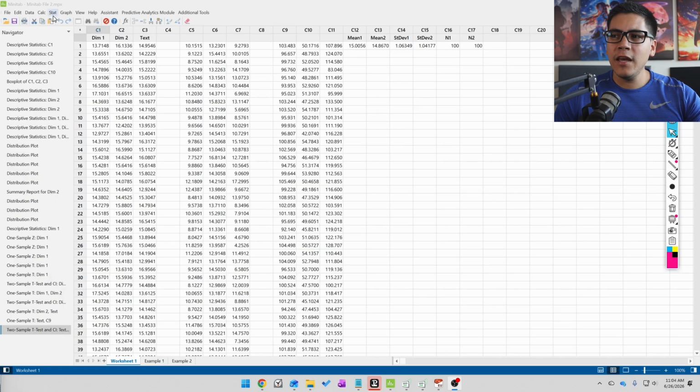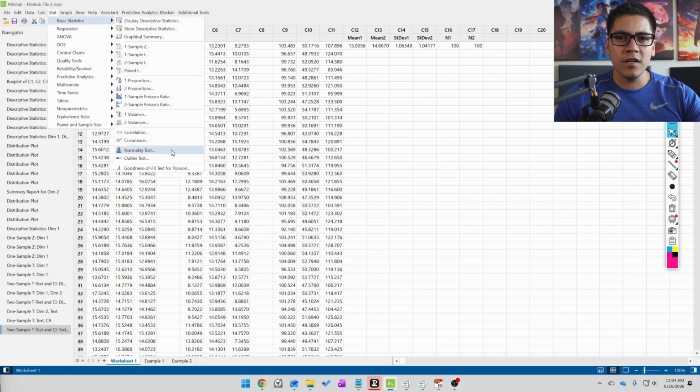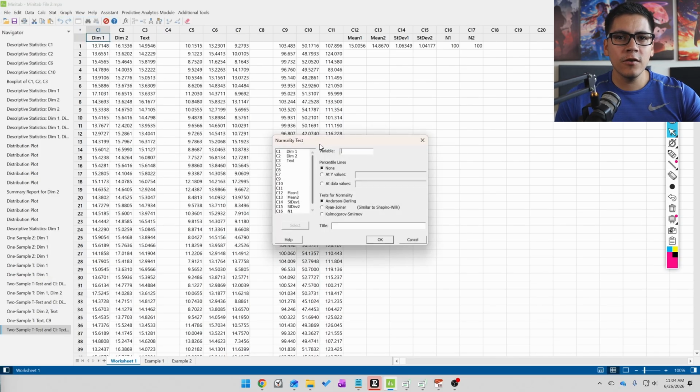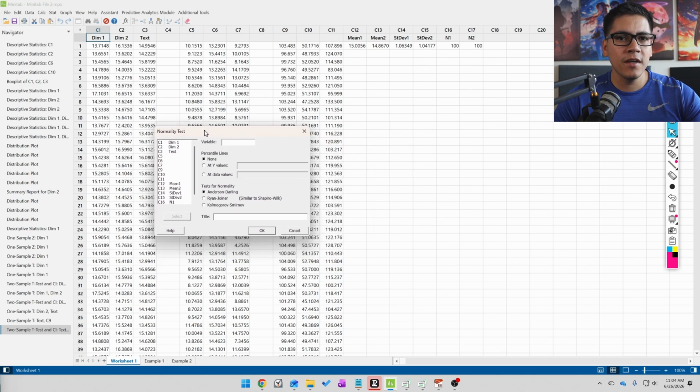So for any particular data set, I've been mentioning normality. And I keep saying normality, normality, normality. But what even is normality? Well, we have a hypothesis test known as a normality test, which I have here within Stat, Basic Statistics, and Normality Test. Here I have a session window within Minitab, and I can select a column that I want to analyze for a normality test. In this particular scenario, I'm going to be selecting dimension number 1, which is my C1 column. So I can just type in C1.